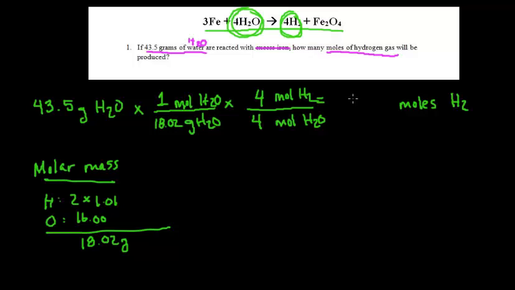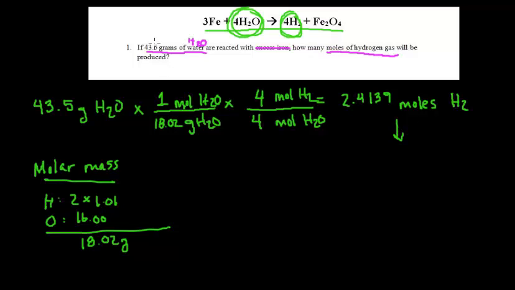So it will be 43.5 times 1 over 18.02 times 4 over 4. And your answer will be 2.4139 moles. And then we want to remember our significant figures.